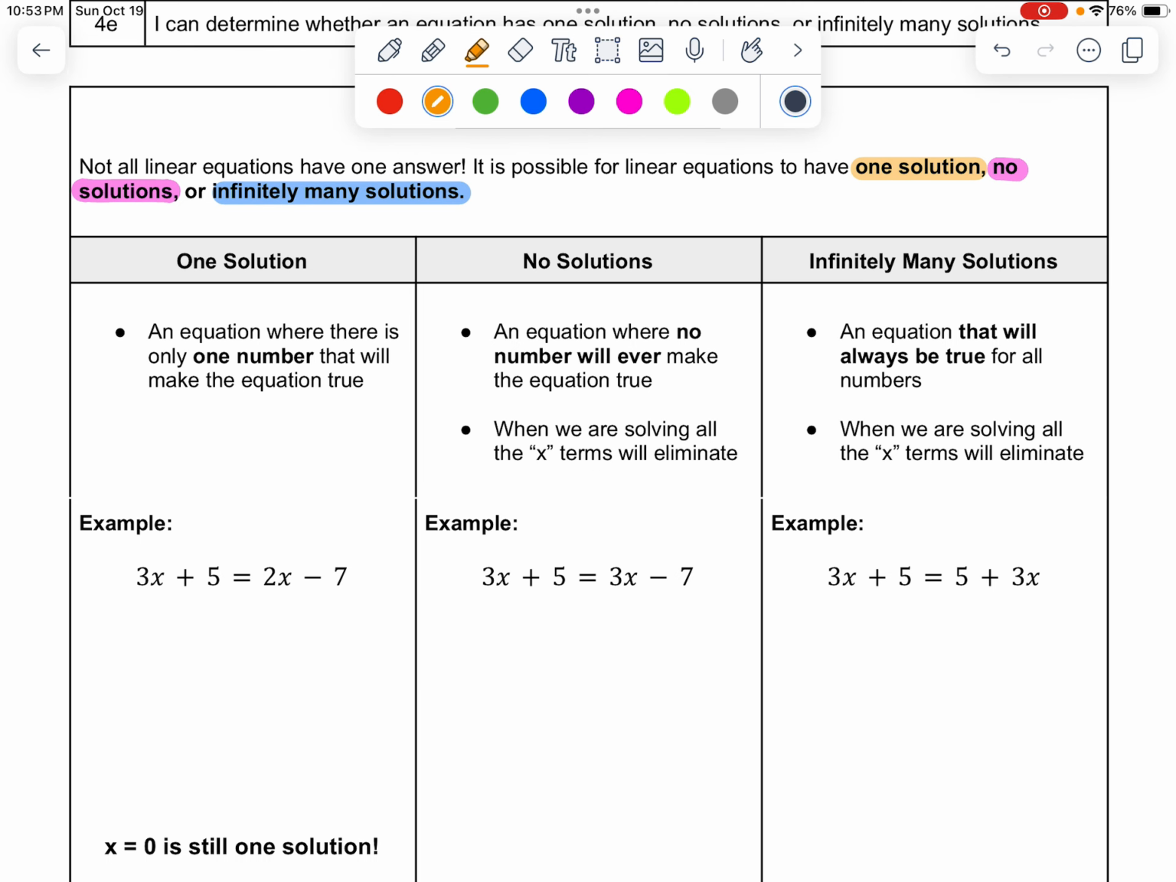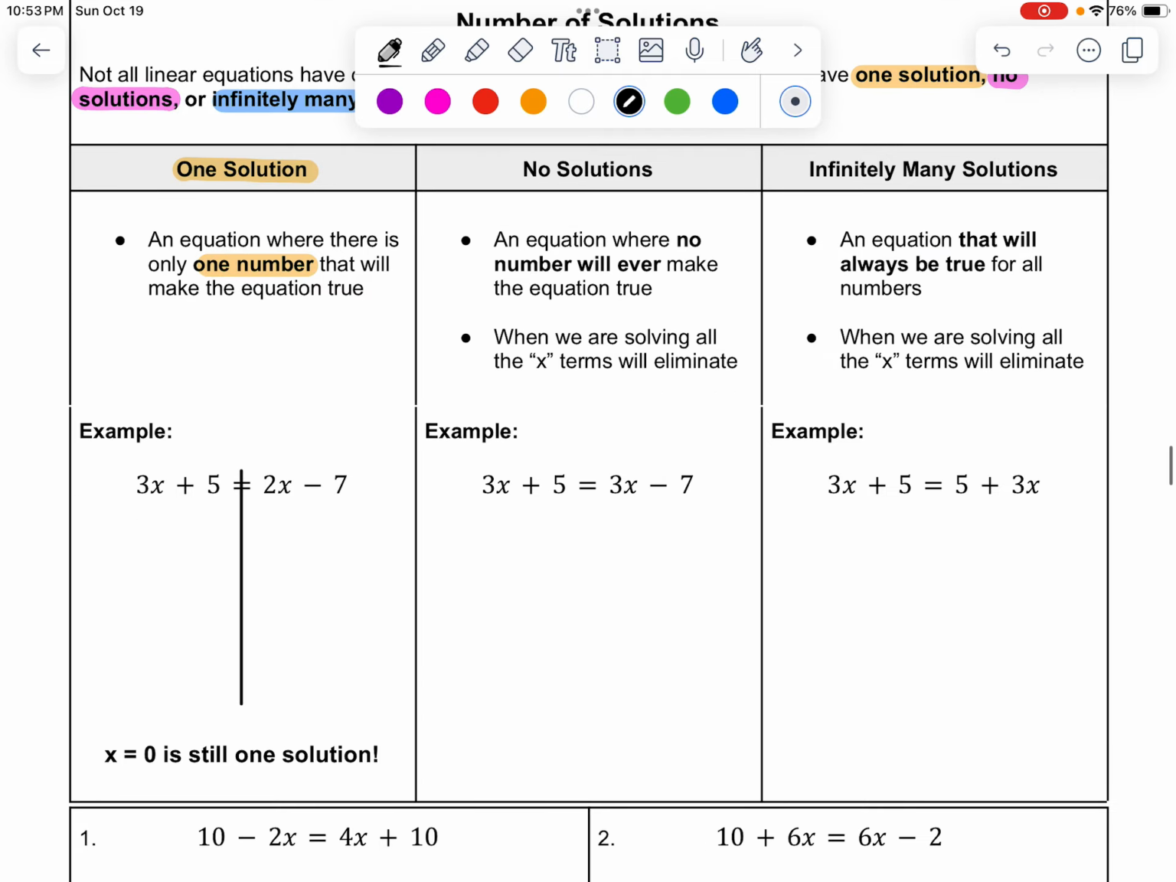An equation where there's only one number that is going to make the equation true, we say that it has one solution. This is going to look a lot like the problems that we've been doing up until now. You'll notice that there are x's on both sides of this equation, so I'm just going to subtract my 2x to get my x's together. I get x plus 5 equals negative 7. My 2x's cancel. Then I just subtract my 5 on both sides, and I get x equals negative 12. So nothing unusual, you just get x equals a number.